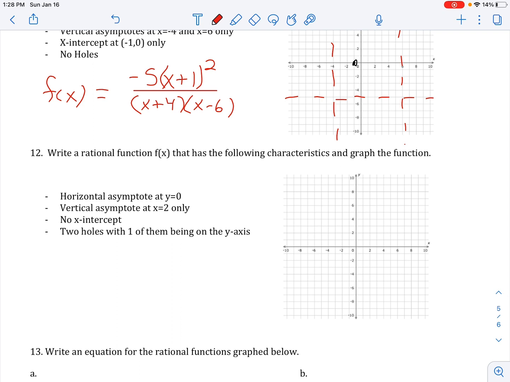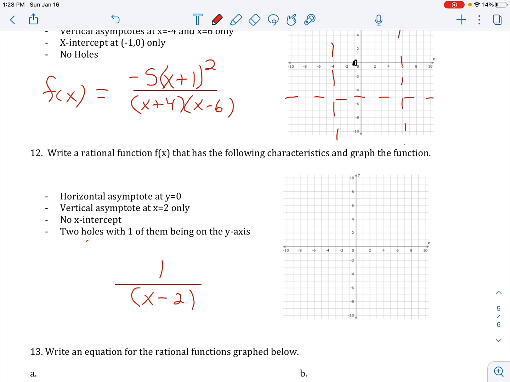For problem number 2, same thing. Start with the vertical asymptote. So if you have a vertical asymptote at x equals 2, then that means the bottom is going to be x minus 2. And if the horizontal asymptote is y equals 0, that means it should be bottom heavy. So I now have it bottom heavy. No x-intercept. So what I have works because nothing makes the top equal to 0.